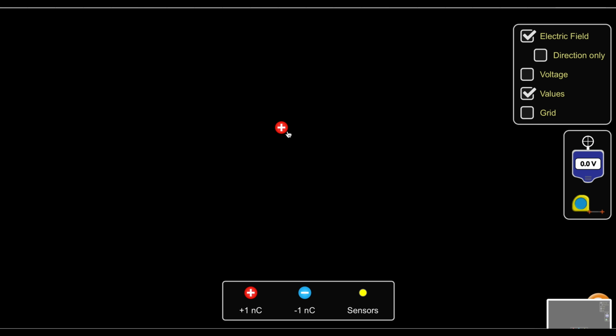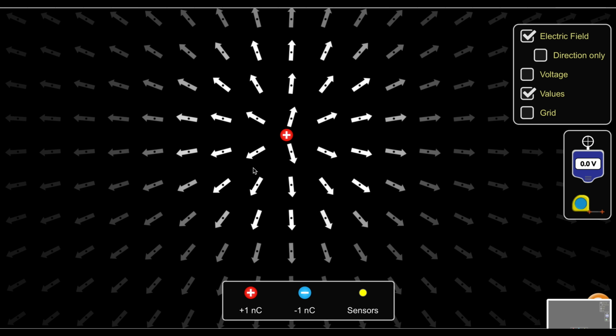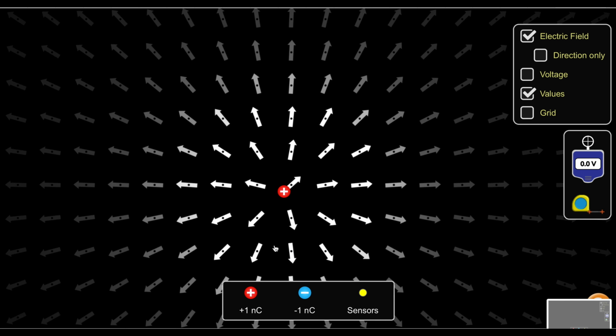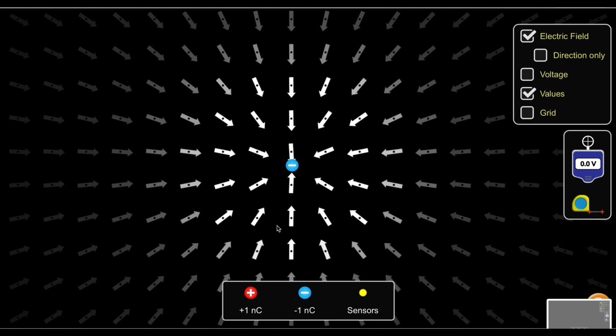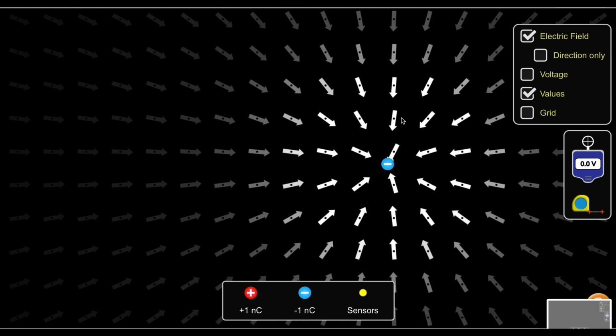So here's the electric field created by a positive charge. We've already talked about how it's radially outwards. And then here's the electric field created by a negative charge. Again, we talked about how it's radially inwards. This is just a website you can use to demonstrate that, and it also comes with many other helpful tools.